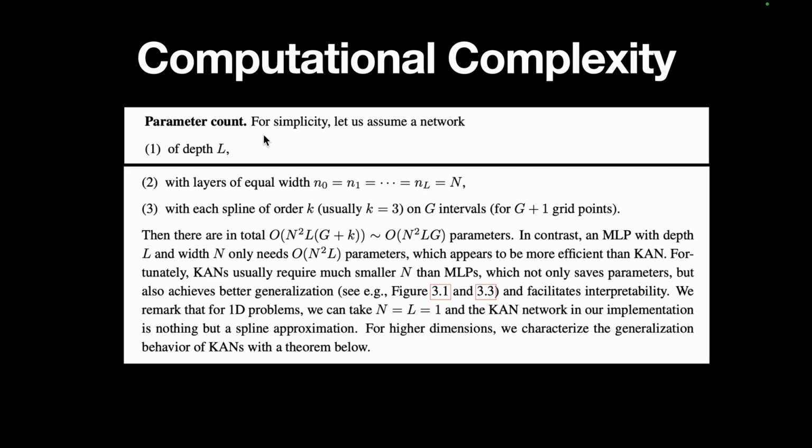For example, let's take a network of depth L, which is a KAN network, and compare it with an MLP of the same depth and same width. If we take a KAN network, then the complexity becomes n squared LG plus K, which is equivalent to n squared LG, where G is the grid intervals. In contrast, multi-layer perceptrons only have a complexity of n squared L, and so the complexity of multi-layer perceptrons is less compared to the computational complexity of KANs.